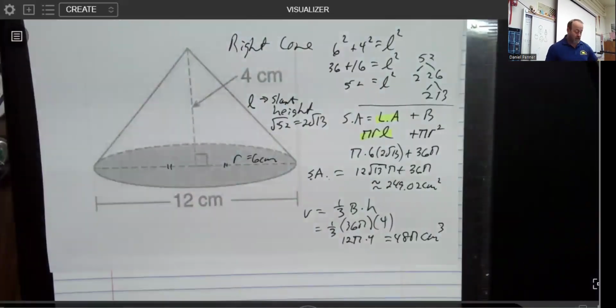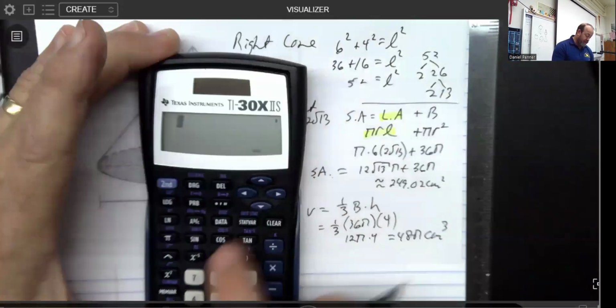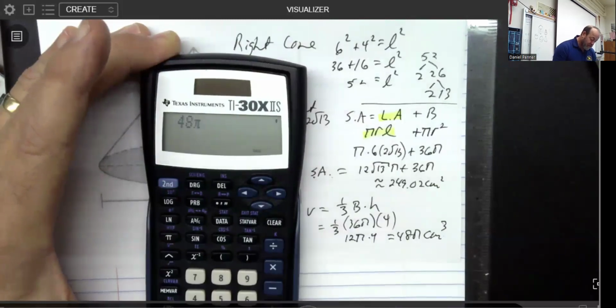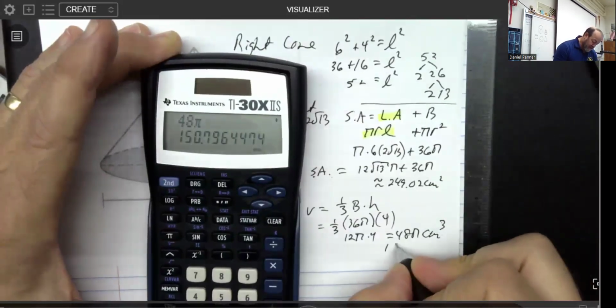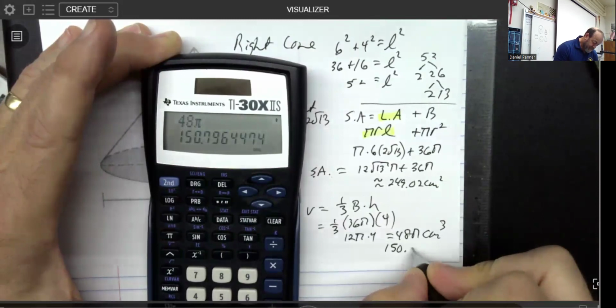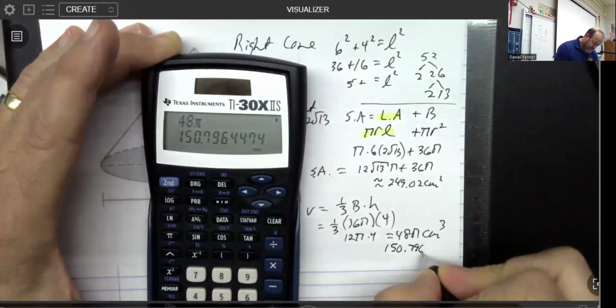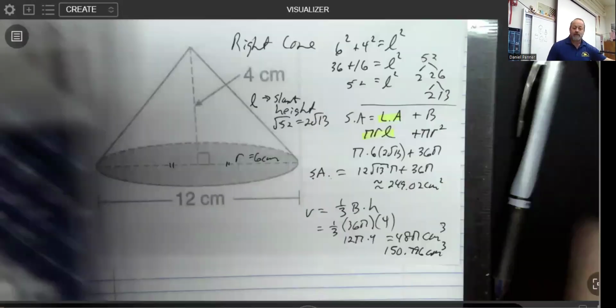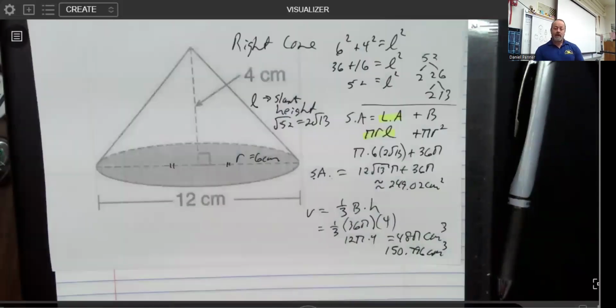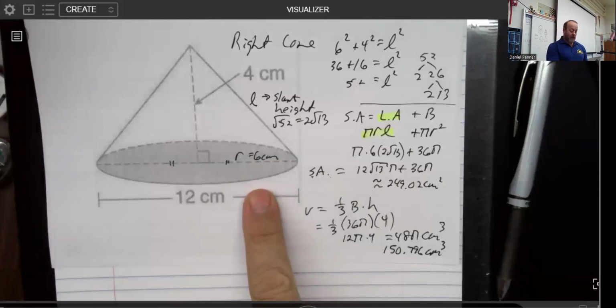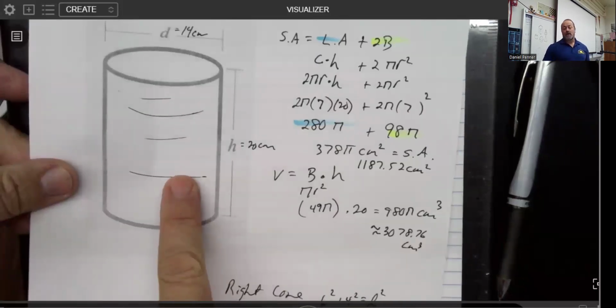And of course, as always, it's nice to go ahead and give both versions. So 48 pi is about 150. And we have just done the surface area and the volume of both the cone as well as the cylinder, the kind of curved shapes.